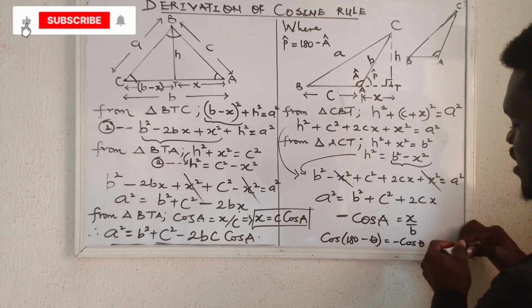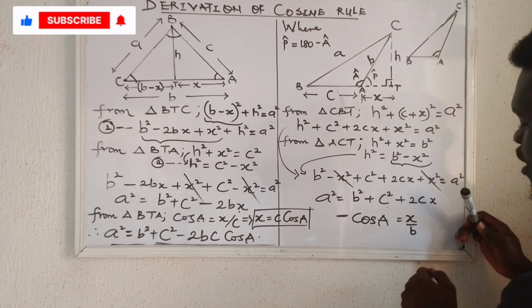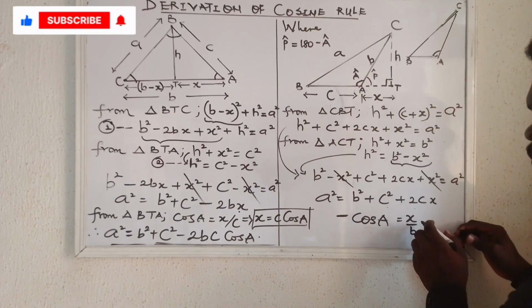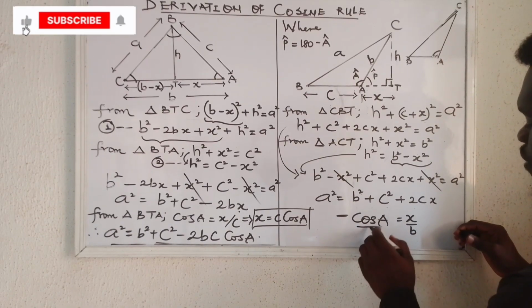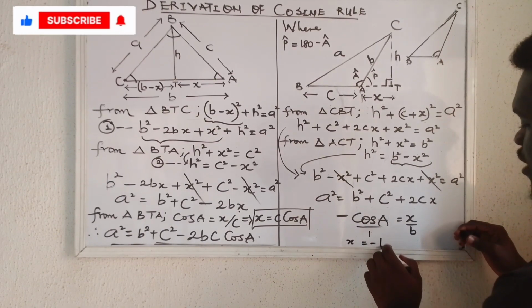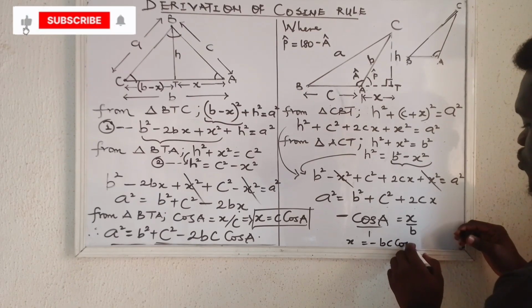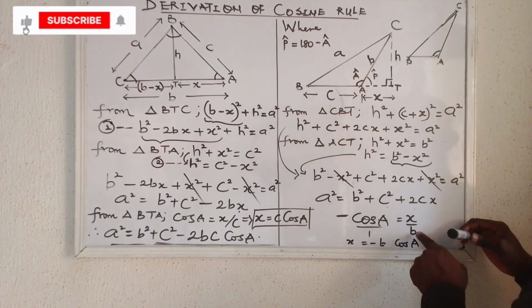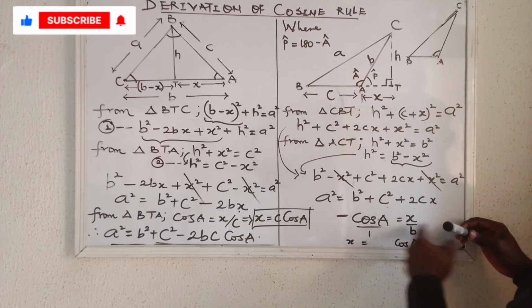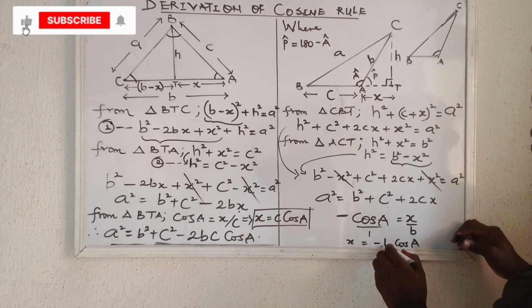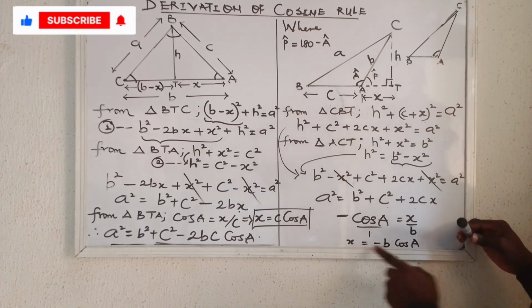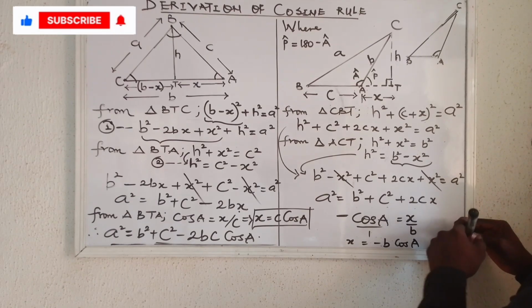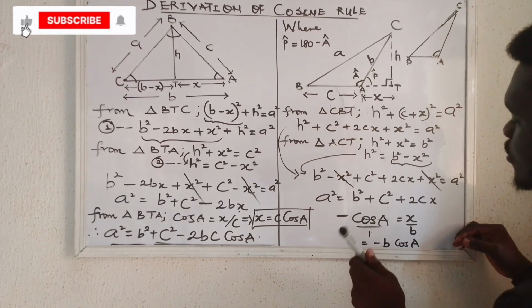Once you've noted that, let's see what we can do from here. We can now make x the subject of the formula. We cross multiply, so x will be equal to minus b, sorry, because b is multiplied by minus cos A, we have minus b cos A. So x is finally minus b cos A. Plugging the value for x into the equation, let's see what that will be.